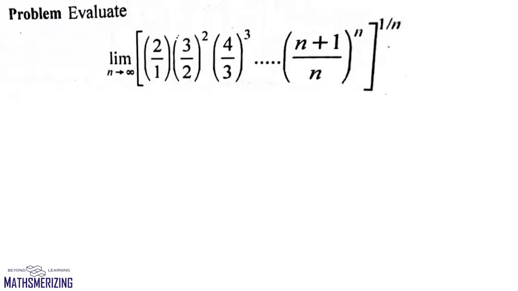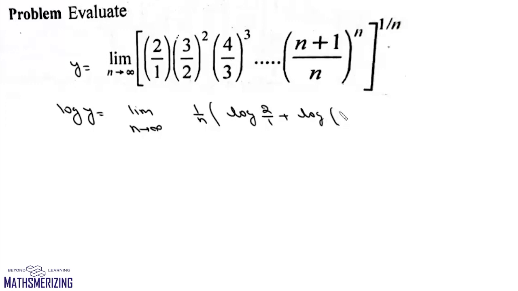Now here the question is, evaluate this limit. Now we'll take this as y, and if we take log, we can write log y equals limit n tends to infinity 1 by n (log 2 upon 1, plus log 3 upon 2 square, plus up to log (n plus 1 upon n) whole to the power n).